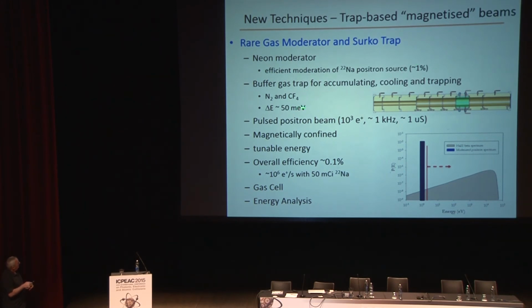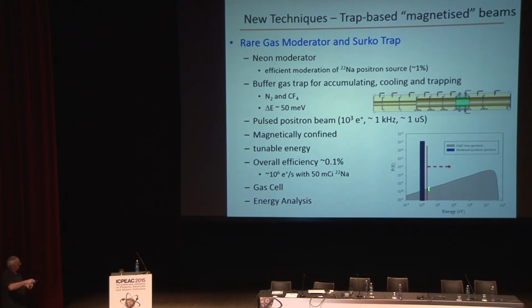We then put them into a buffer gas trap. The trap is a series of electrodes about 30 centimeters in length, which contains N2 and CF4 gases. We allow the positrons to very lightly interact with those two gases and cool. Through electronic excitation and vibrational and rotational excitation, they cool to room temperature. So we can extract a beam of positrons with an energy width of around 50 millielectron volts from this device. So we end up with a pulsed positron beam.